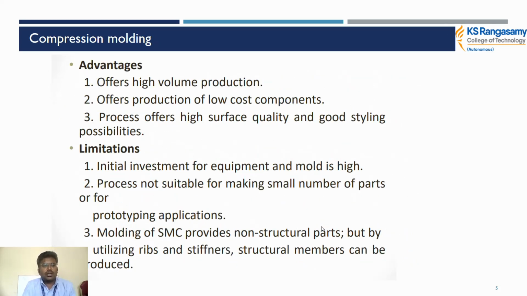The major advantages of compression molding: first, it offers high volume production. Second, it offers production of low cost components. Third, the process offers high surface quality and good styling possibilities. There are also some drawbacks. The initial investment for the equipment and mold is high. The process is not suitable for making a small number of parts or for prototyping applications. The molding of SMC provides non-structural parts, but by utilizing high stiffness reinforcements, structural members can be produced. So these are the compression molding process, advantages and drawbacks.